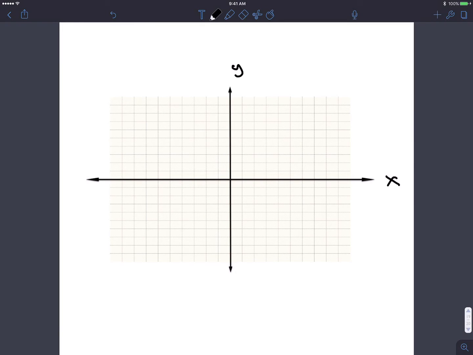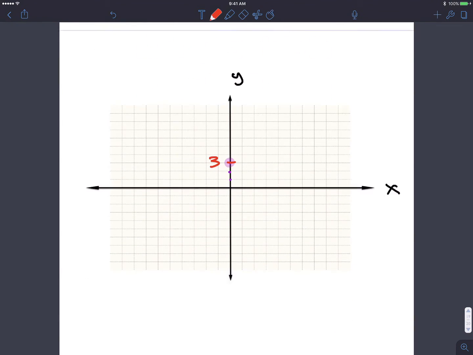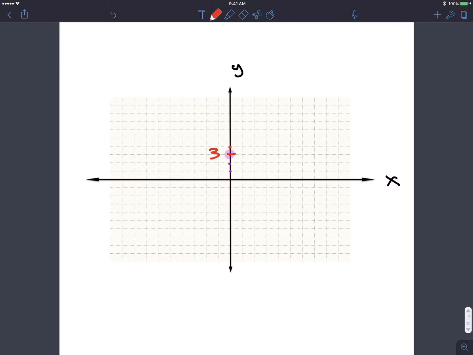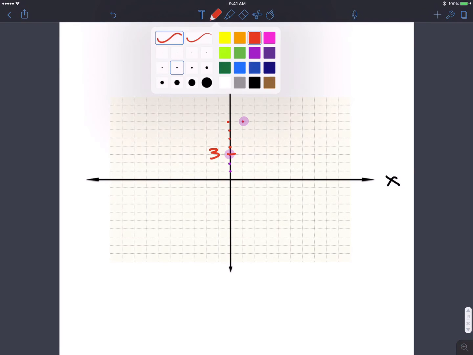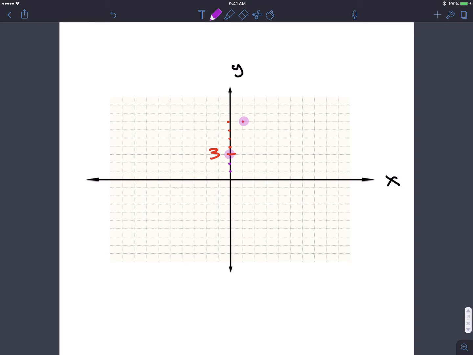X, y. Y-intercept of positive 3. Go up 1, 2, 3 units. This is the location of my y-intercept. I'm now going to use the slope, 4 over 1. So I go up 4 units, 1, 2, 3, 4, and I go to the right 1. This is the location of my second point. We're going to draw our line. And we're done.